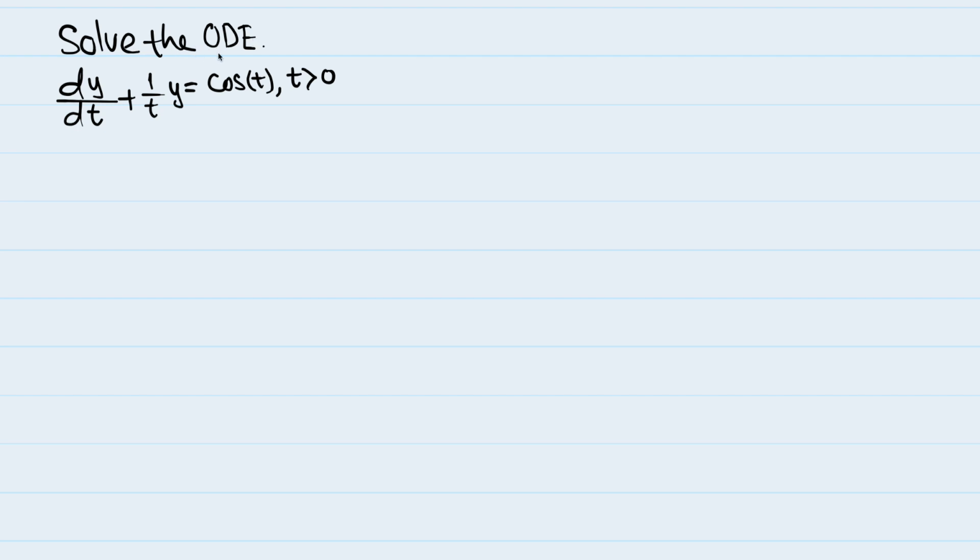The ODE, ordinary differential equation. So we got dy over dt plus 1 over t y equals cosine t, and it's given that t is positive. So here y is the dependent variable and t is the independent variable.